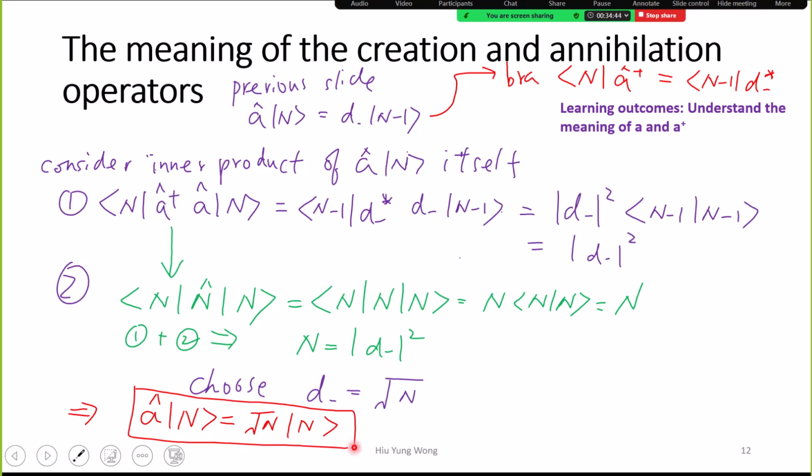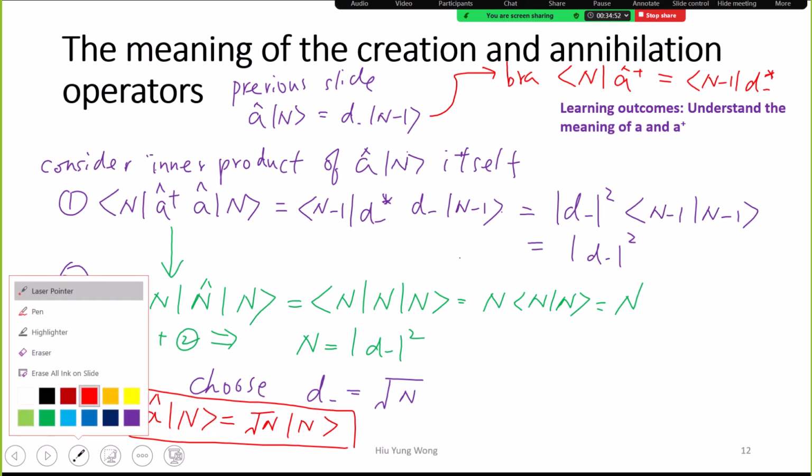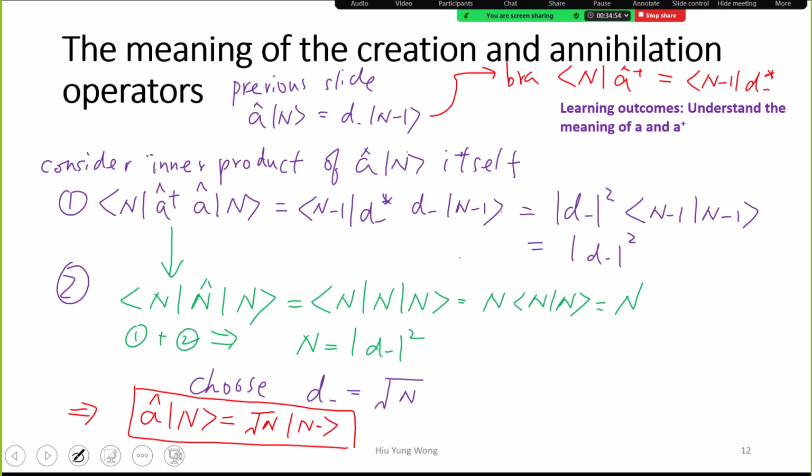It means that you apply the annihilation operator to the state capital N, you get, you find my mistake, right? Should be n minus 1. Very good. You apply this annihilation operator to capital N, you get another state with one less quantum of energy, but scaled by square root n. Square root n minus 1 is normalized. The whole thing is not normalized, right? But the point is just you have this relationship.